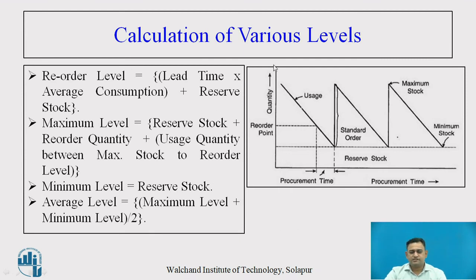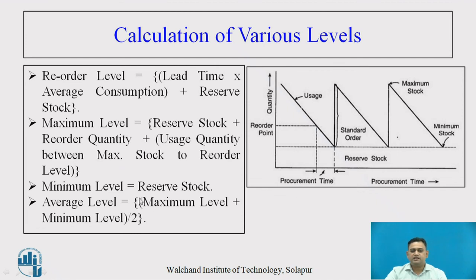Now these are the calculations, or formulas, to calculate the reordering level. Here you are observing that the reorder level is lead time multiplied by average consumption. As I said, the average or periodical consumption has to be seen by the manufacturing process line, plus the reserved stock. The maximum level is equal to the reserved stock plus reordering quantity plus users quantity between the maximum stock and the reorder level.